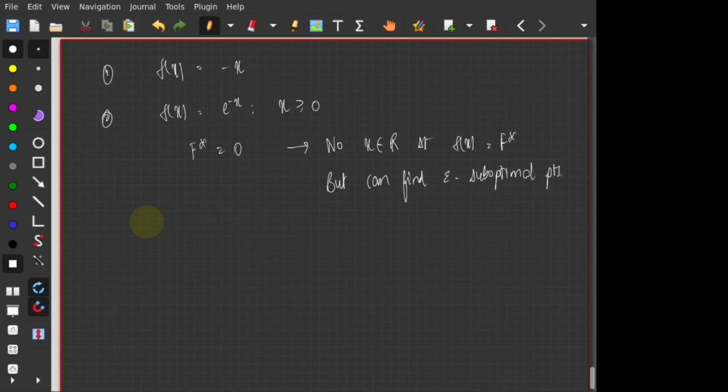And there could potentially be multiple epsilon suboptimal points. In this case, it would be an interval beyond a certain point. So that is what we call the epsilon suboptimal set.